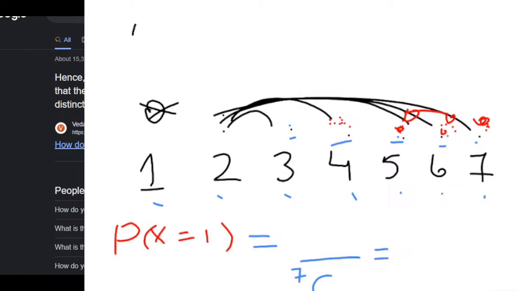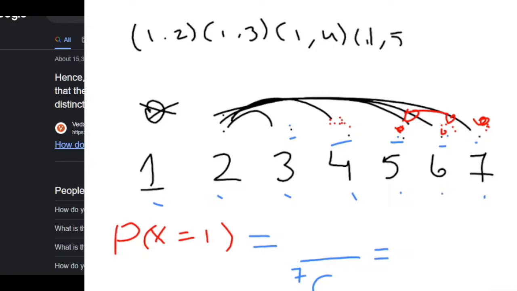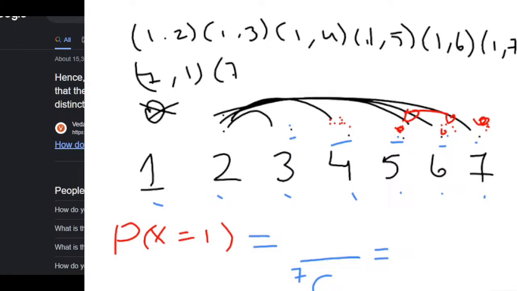See, which ones will match with 1? 1,2; 1,3; 1,4; 1,5; 1,6 and 1,7. Then again 7,1; 7,2; 7,3.